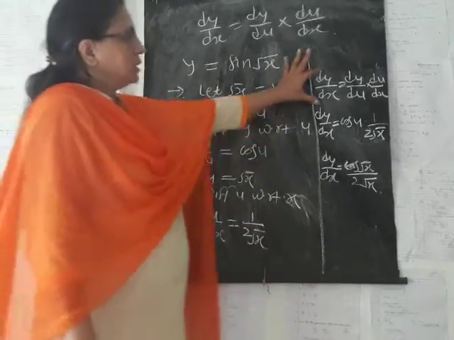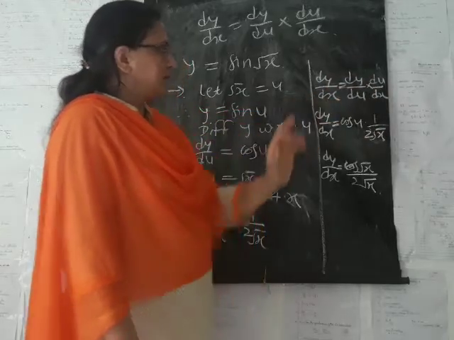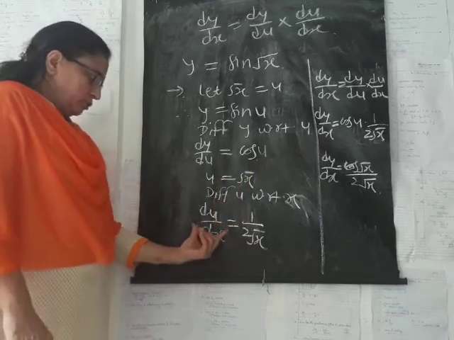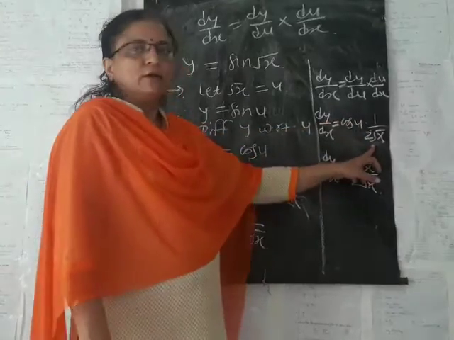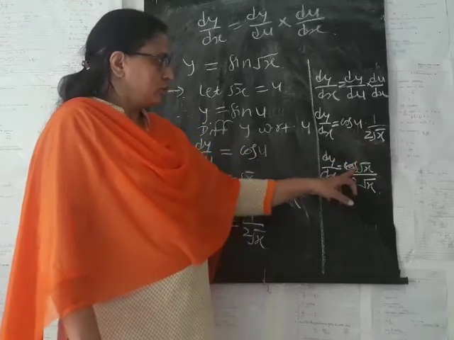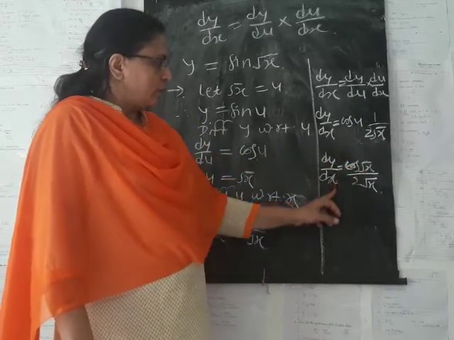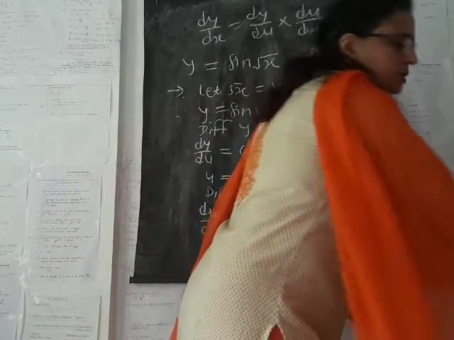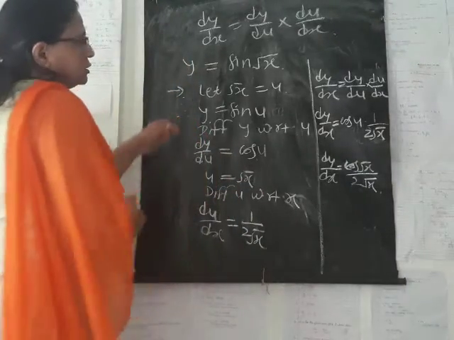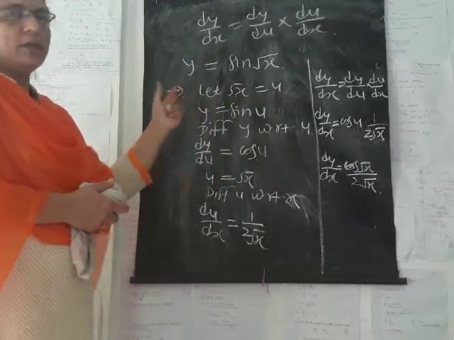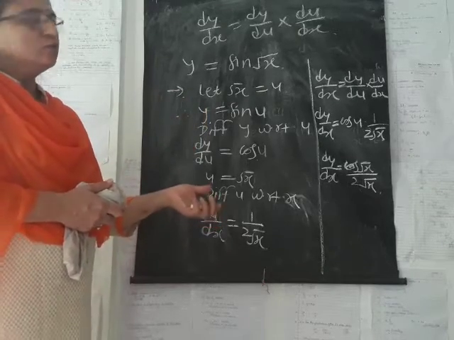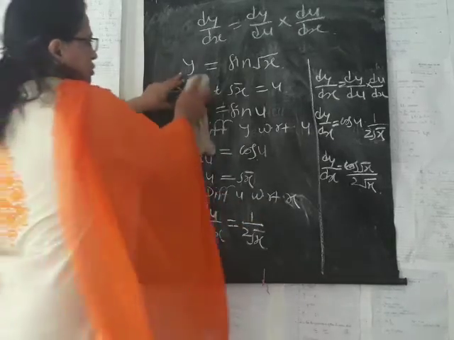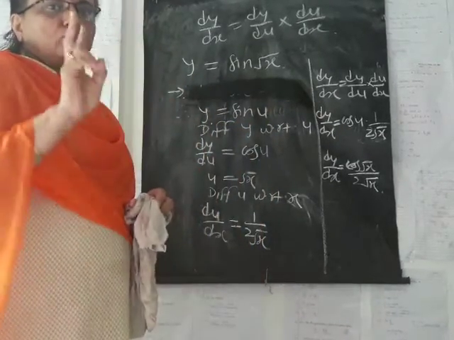Then put the values. dy by dx is equal to dy by du into du by dx. So dy by dx is equal to, what is dy by du? Cos u into, what is du by dx? 1 upon 2 under root x. Put the value of u as under root x. So what is the answer? dy by dx is equal to cos of under root x upon 2 under root x. But this is a very lengthy process. Okay. So by putting under root x as u, then finding dy by du and du by dx, to find the derivative of this function is a very lengthy process. Here we can solve it within 2 steps.